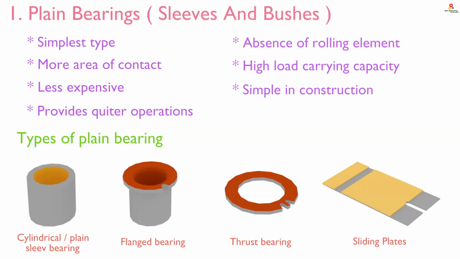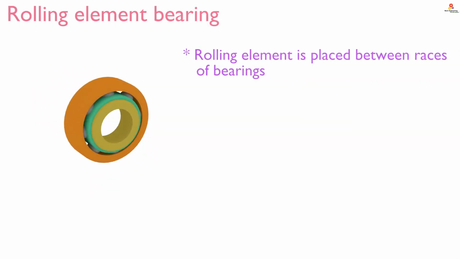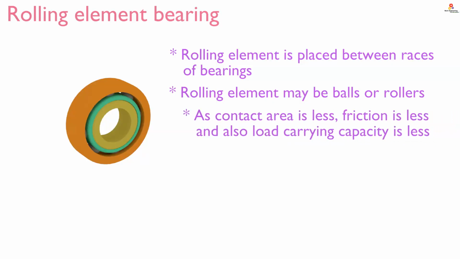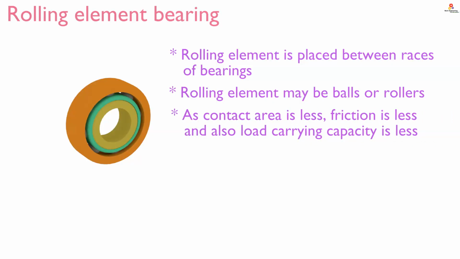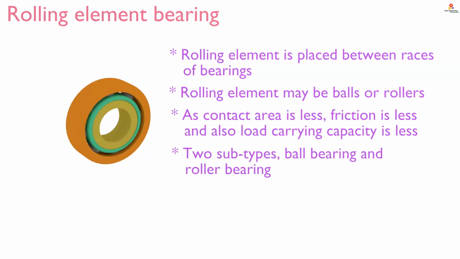The next type, rolling element bearing. In this type, the rolling element is placed between the races of the bearing. The rolling element may be balls or rollers. As the contact area is less, the friction will be less and load carrying capacity is also less. This bearing type is mainly divided into two subtypes, that is ball bearing and roller bearing.